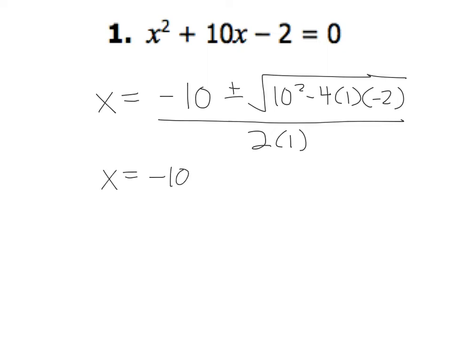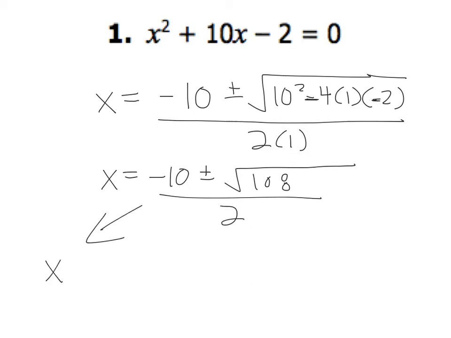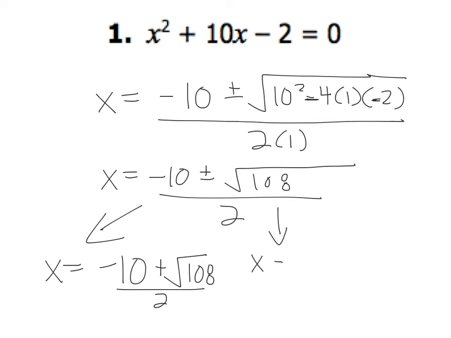So you've got negative 10 plus or minus the square root of 100, and then minus, and double negative, so 100 plus 8, so 108 here, all over 2. You're going to break this up. So here's your first one: x equals negative 10 plus the square root of 108 divided by 2. And then your next one is x equals negative 10 minus the square root of 108 divided by 2.